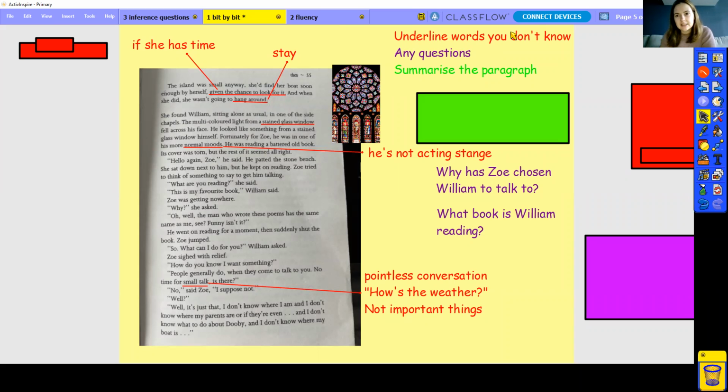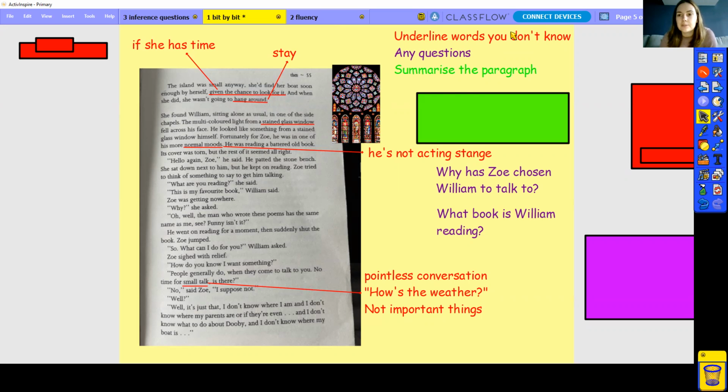Why has Zoe chosen William to talk to? Well, because he's someone that's nice, that she can trust to talk to. And although he's a bit strange and a bit weird, I think he's probably the only one there that Zoe trusts, who isn't going to backstab her or treat her badly. And then, what book is William reading? That's another question I've got, because he said it's by someone with the same name, so William someone, but we don't know who that is currently.